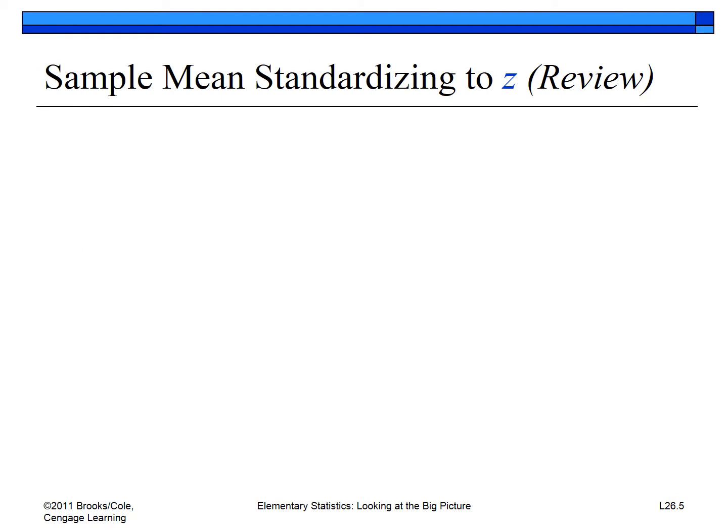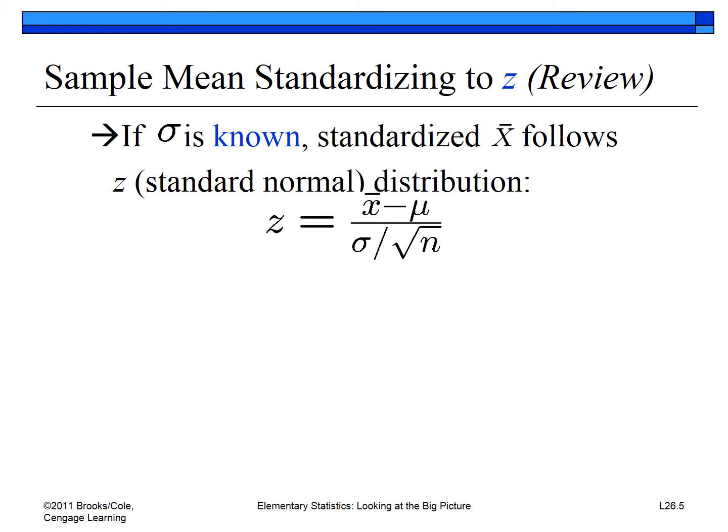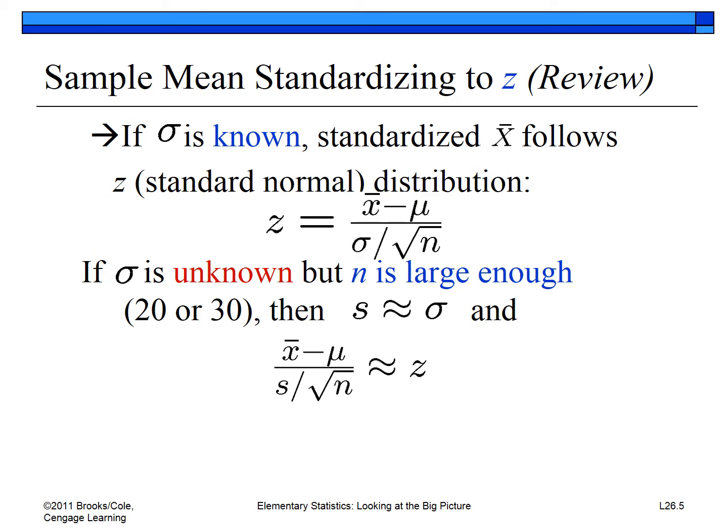When we talked in the past about standardizing a sample mean, we standardized to z, that is the z-distribution or the normal distribution. If we know sigma, the standardized value for x bar is x bar minus mu in the numerator, sigma over the square root of n in the denominator, because that's the standard deviation for sample mean. If sigma is unknown, though, and n is large enough, that is at least 20 or 30, then the sample standard deviation should be close to the population standard deviation, and it's okay to simply replace them. Notice the difference in these two formulas.